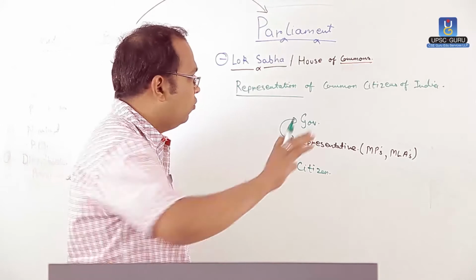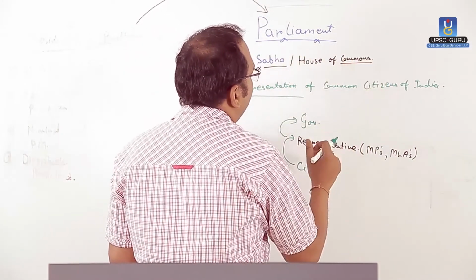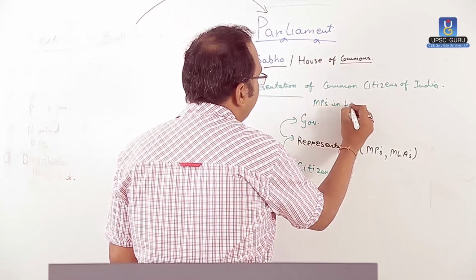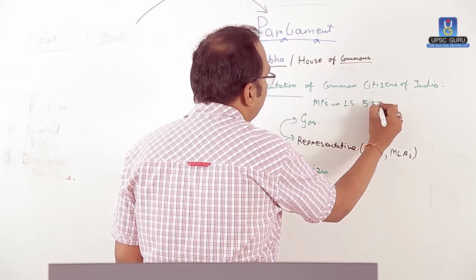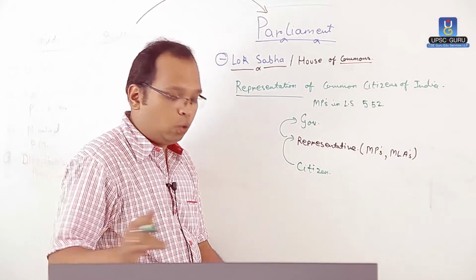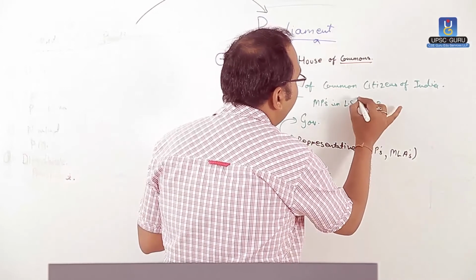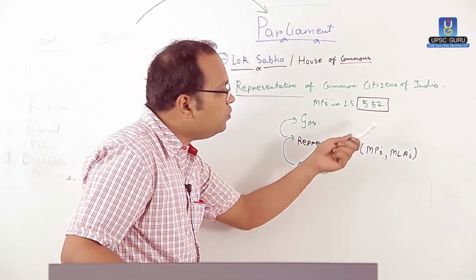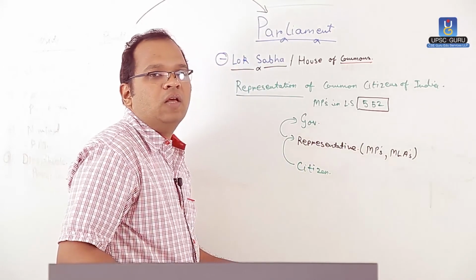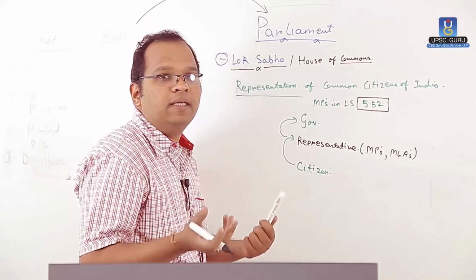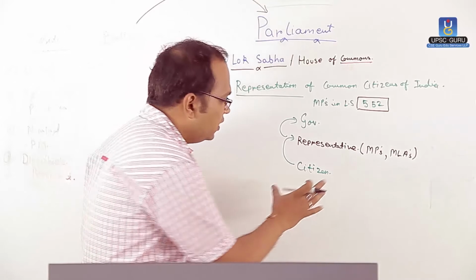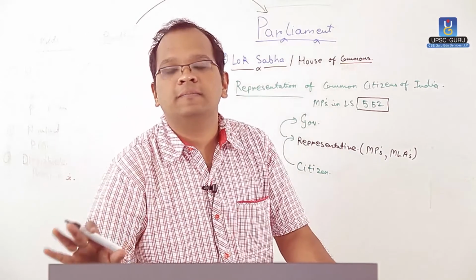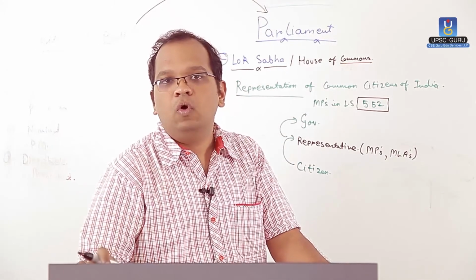So ultimately, what is the number of MPs, members of parliament, in Lok Sabha? This is your 552. These are the total number of members of parliament in your Lok Sabha. So these 552 members will fulfill your demands. On behalf of these citizens, they will speak in Lok Sabha for fulfillment of your demands. This should be entirely clear. Okay, so is it clear?